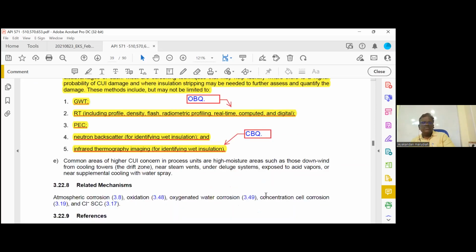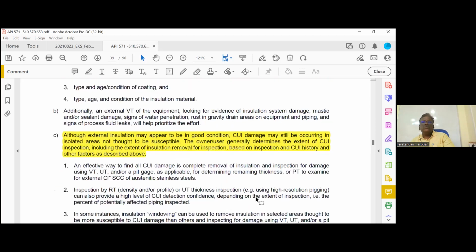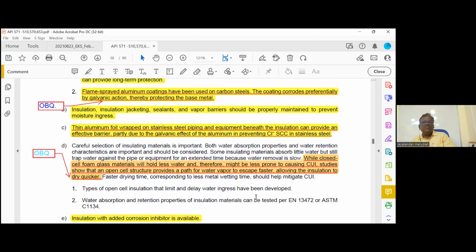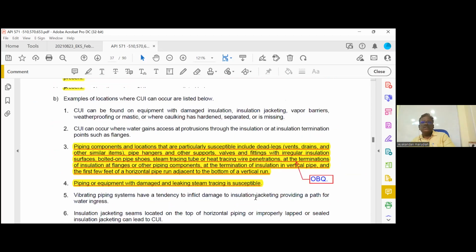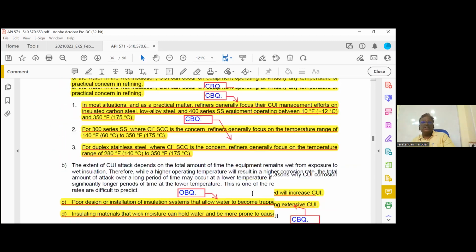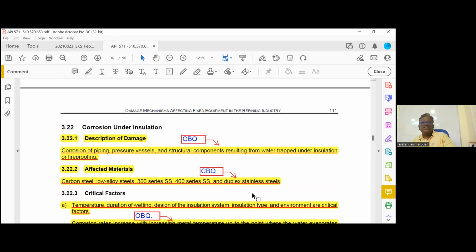So we have 1, 2, 3, 4, 5, 6, 7, 8, 9, 10, 11, 12, 13, 14, 15, 16 questions more. It is one of the very important damage mechanisms for the API exam.